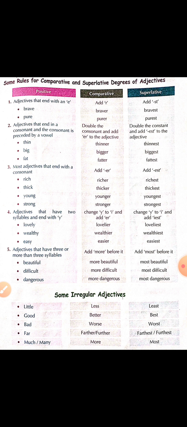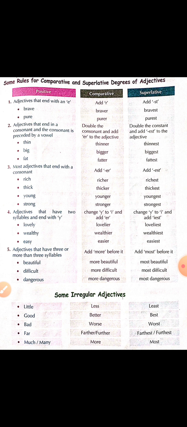Okay, first one, adjectives that end with an e. Like brave, we add r to make comparative, and we add st to make superlative. So brave, the word is ending with e, so we are adding r to make it comparative. So braver. Then to make superlative we are using st, so bravest. So any word if it is ending with e, we will make the changes this way.